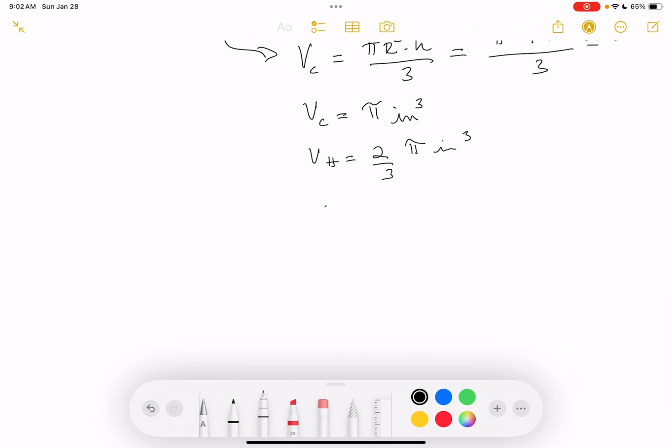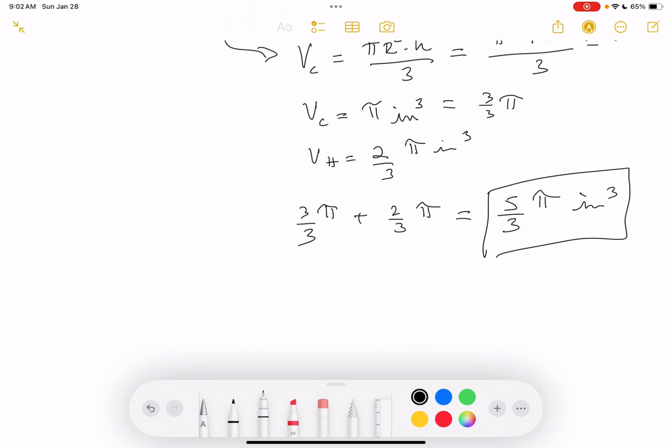All right, I think I can add that together now. So what do you get? You get pi plus 2/3 of a pi. This is 3/3 of a pi, by the way. What do I mean by that? 3/3 of a pi is just pi. What do you get there? 5/3 of a pi, and that's going to be inches cubed. And we're done. Thank you.